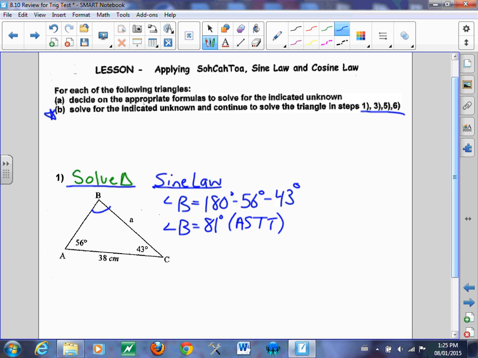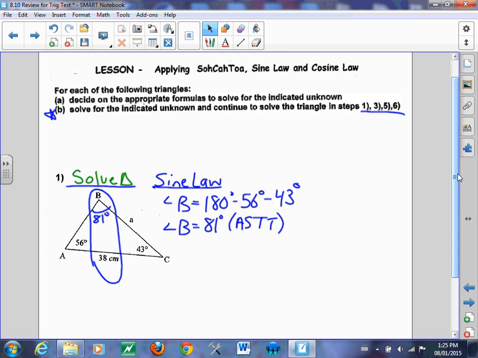Okay, either or. Now we have to solve the triangle. We've got our match, and we've got the angles all taken care of because we've now found angle B. So I'm going to put that in my diagram, 81 degrees. Then we're going to find side A and side C. Why don't we find side A first?